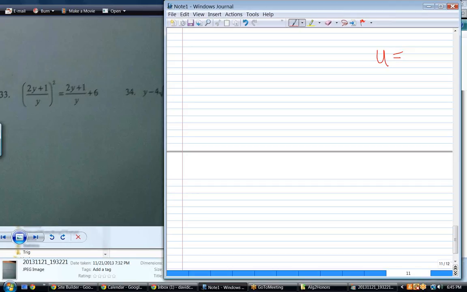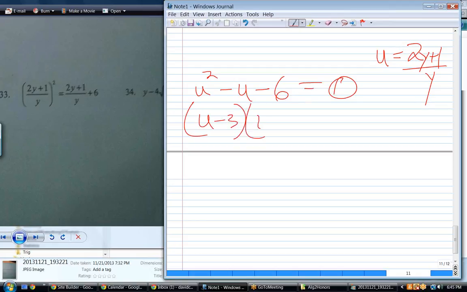2y plus 1 over y. Now what's the quadratic in u? U squared equals u plus 6. Yeah, or if I bring them all over to the same side, now I get u minus 3 times u plus 2. So my solutions in u are 3 and negative 2. Now solve for y.